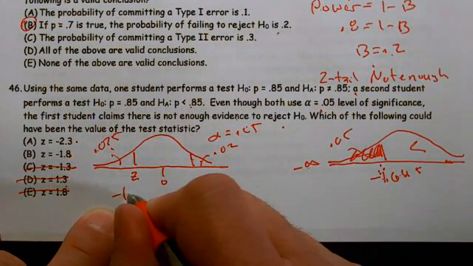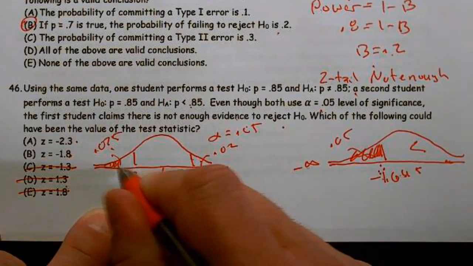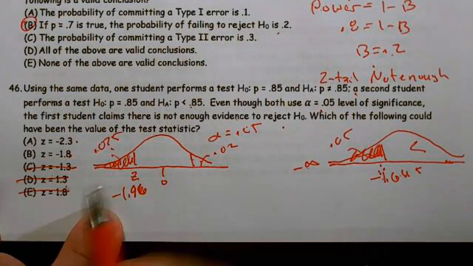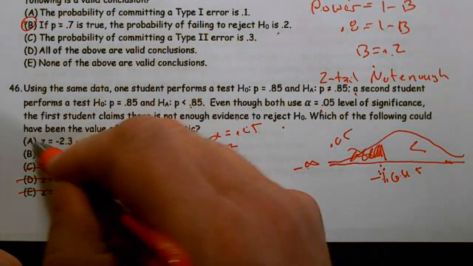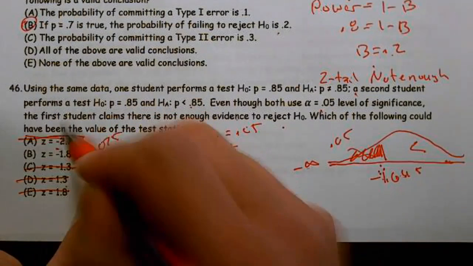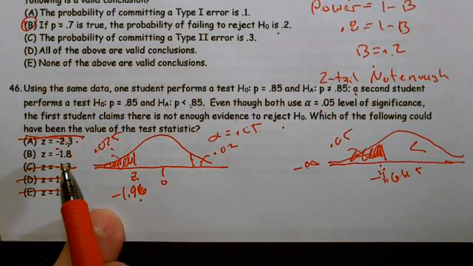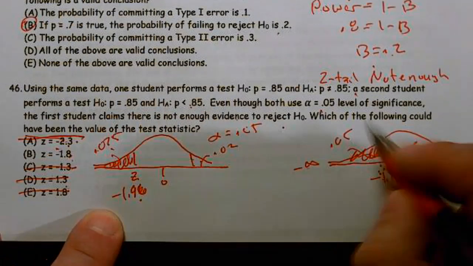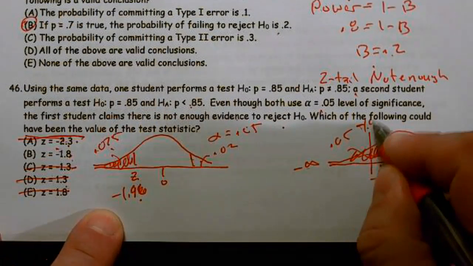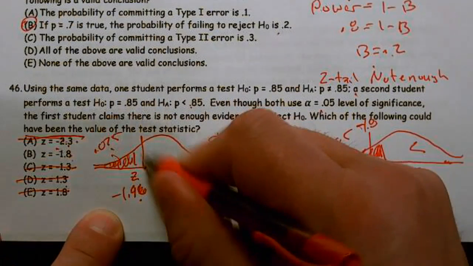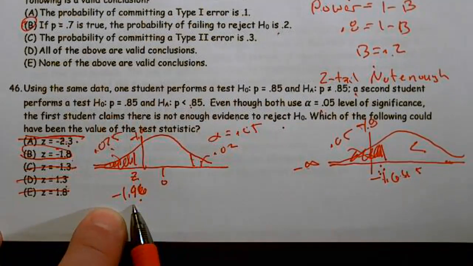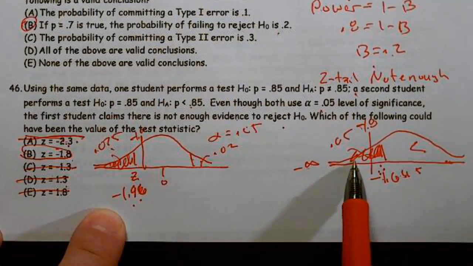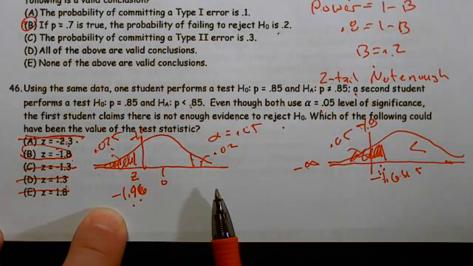So this guy would reject with any value less than negative 1.96. He would definitely have rejected with this one because that's less than negative 1.96, but he would not reject with a negative 1.8. However, this negative 1.8 is in this rejection zone, but it's not in this one. So the first one does not reject with a negative 1.8, but this one does. Pretty important concept right there.